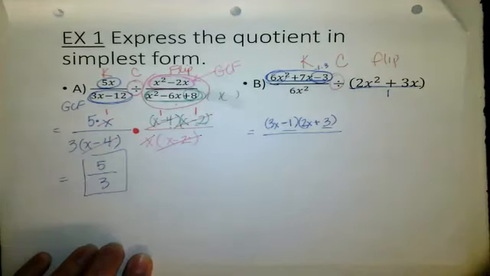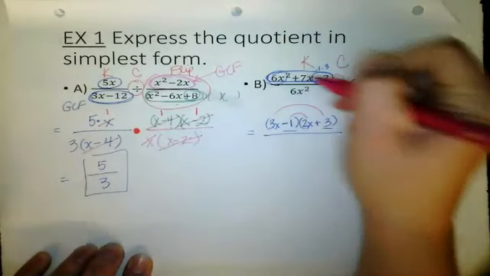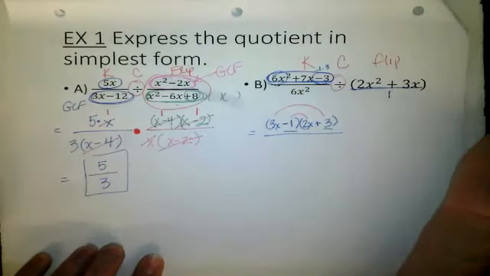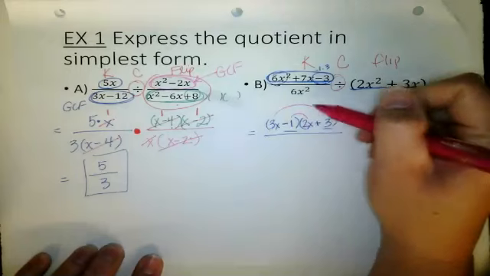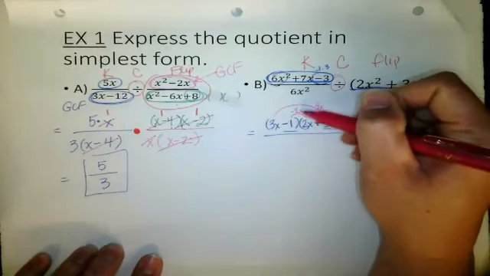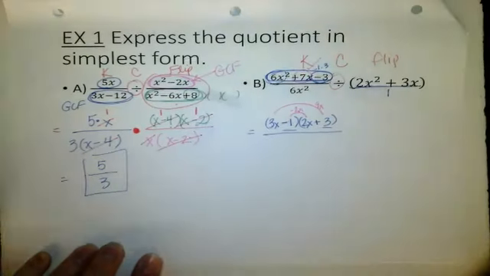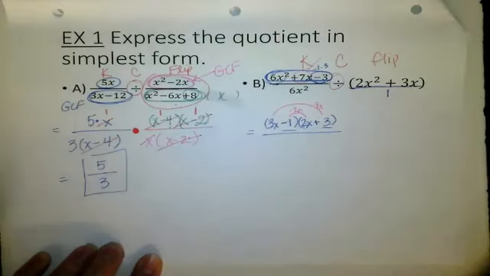How do you know if you did it right? Check the rainbow. Definitely check the rainbow. Anytime you have a number in front, you must check the rainbow. 3x times 3 is 9x. Negative 1 times 2x is negative 2x. And when we combine those, that's where our 7x comes from. So we know we did it right.